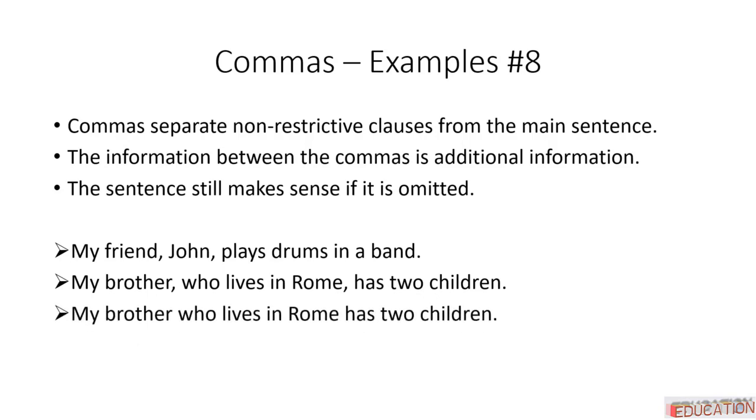Now here's the same sentence without the commas. My brother who lives in Rome has 2 children. And in this particular case, I could maybe have more than one brother. And I mean the one who lives in Rome, not the one who lives in Paris. And so in this case, the information is important to the context, and so there are no commas.